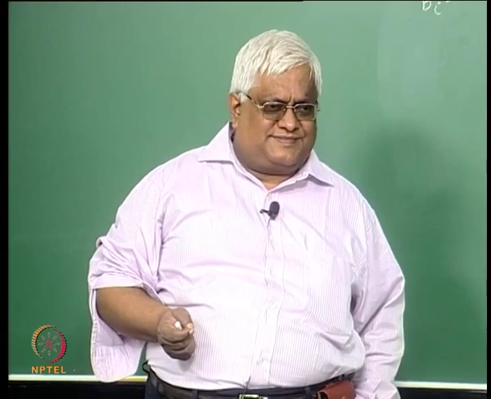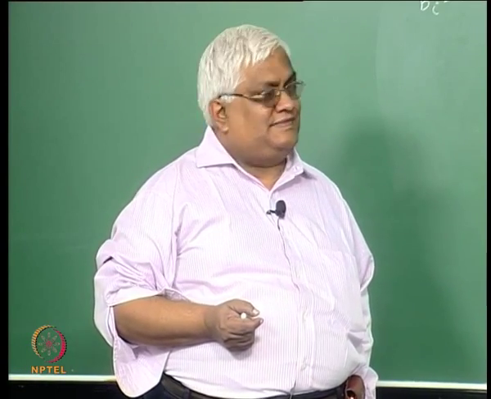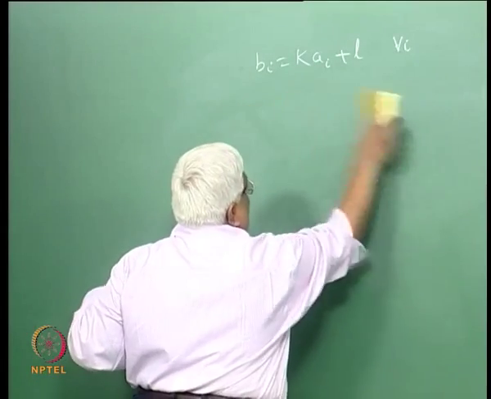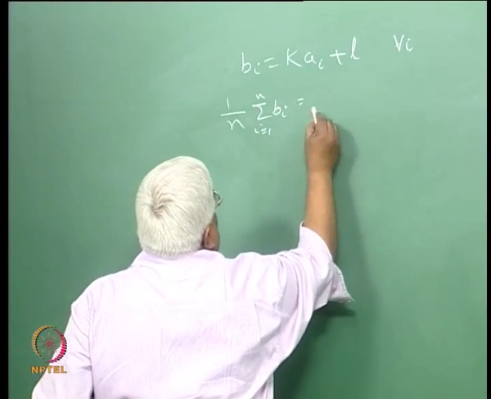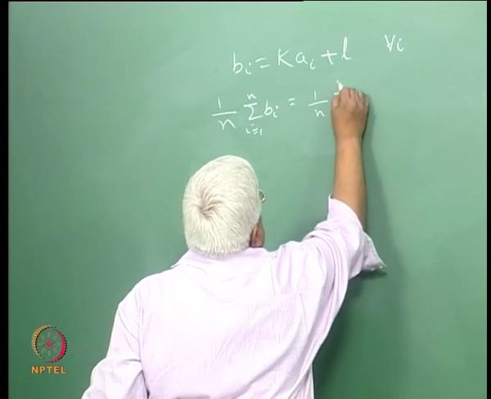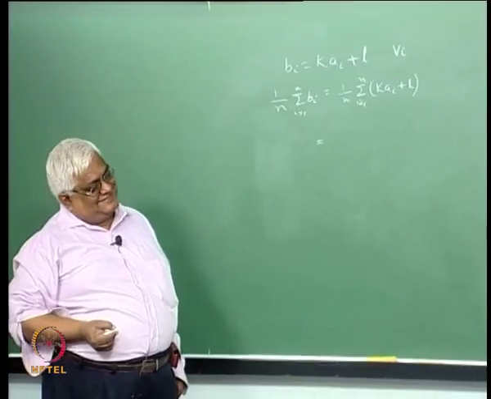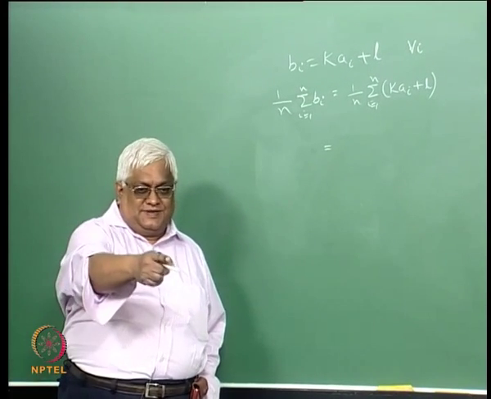Then the correlation coefficient is plus 1 or minus 1. Please, doubts? There will be l divided by something, no? b bar is equal to k a bar plus l divided by number of examples. Okay, we will just see. So, this step is not clear to you, right? b bar is equal to 1 over n summation i is equal to 1 to n of b_i, which is 1 over n summation i is equal to 1 to n of k a_i plus l, right? You got it?